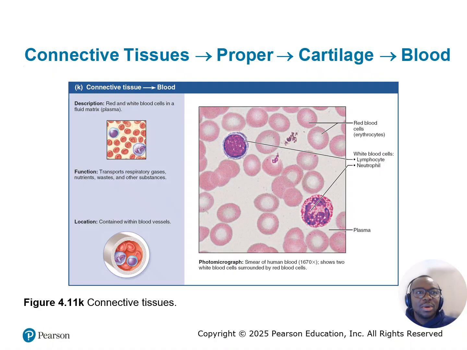The next type of connective tissue is blood. Blood is the most unusual type of connective tissue because it is a fluid. Blood consists of blood cells surrounded by a fluid matrix called blood plasma. The blood cells include red blood cells, white blood cells, and platelets. Red blood cells are the most abundant. Blood functions in transport of respiratory gases, nutrients, waste, and other substances.